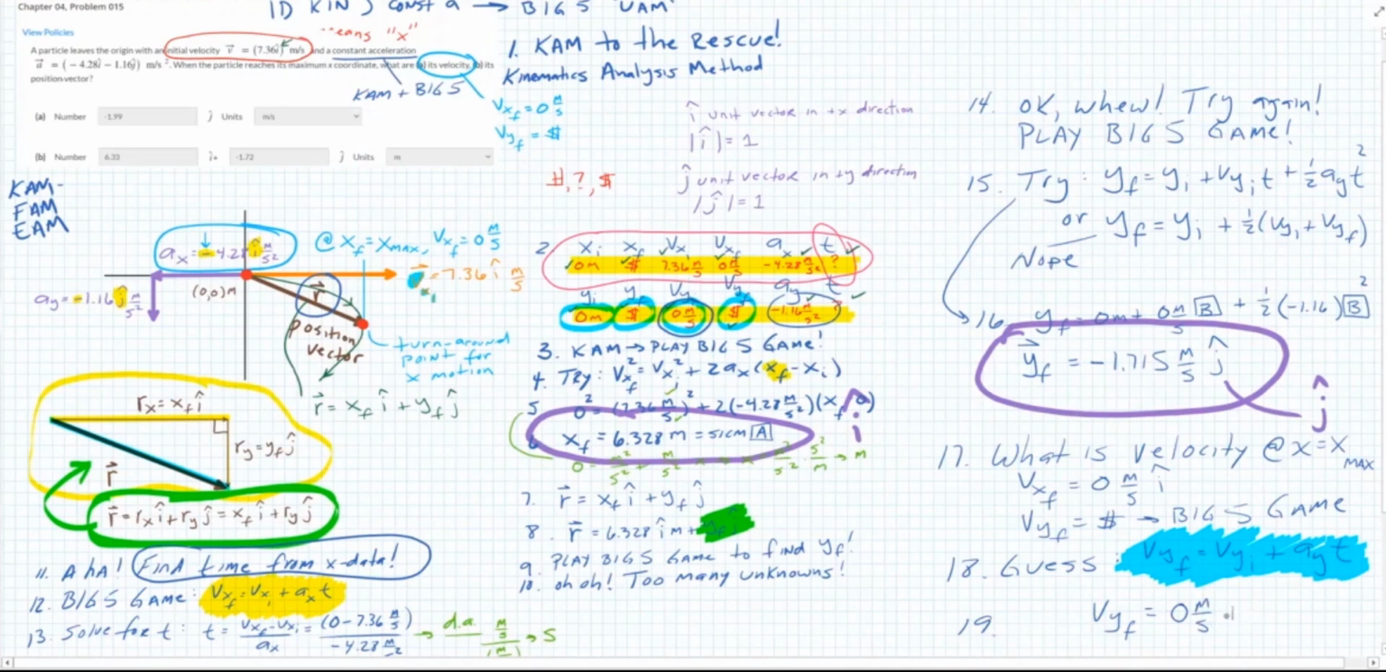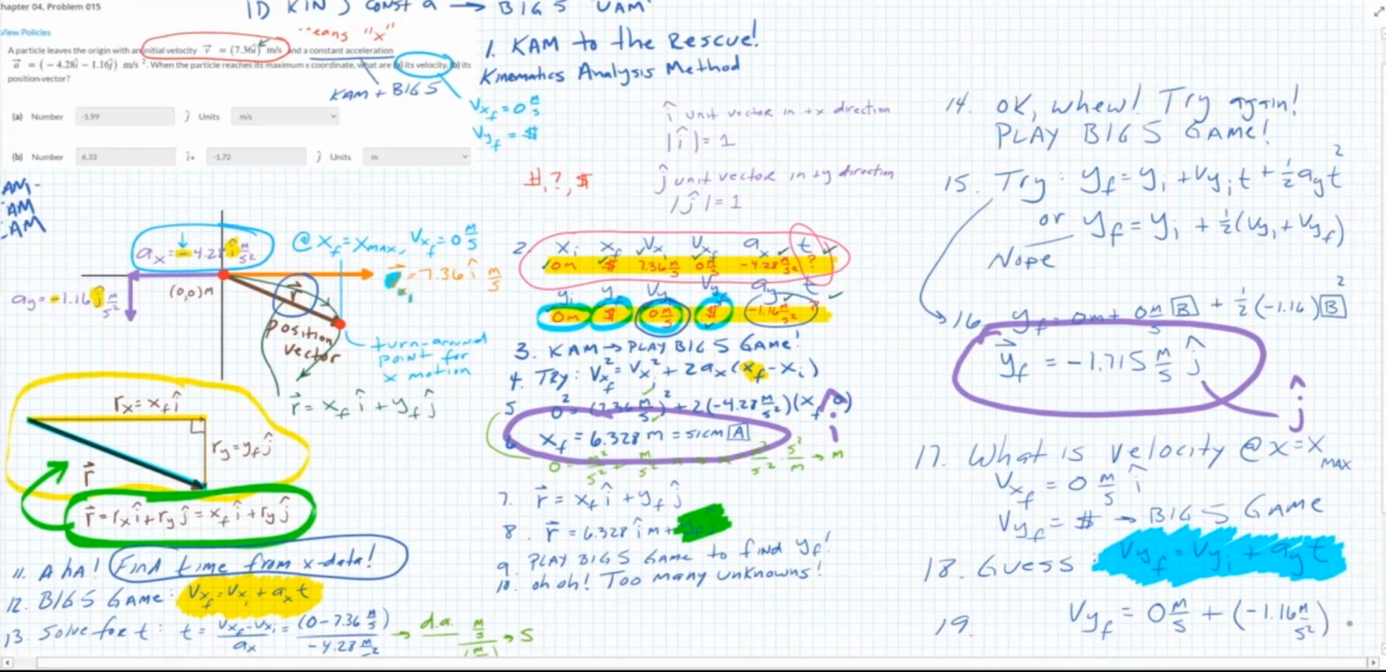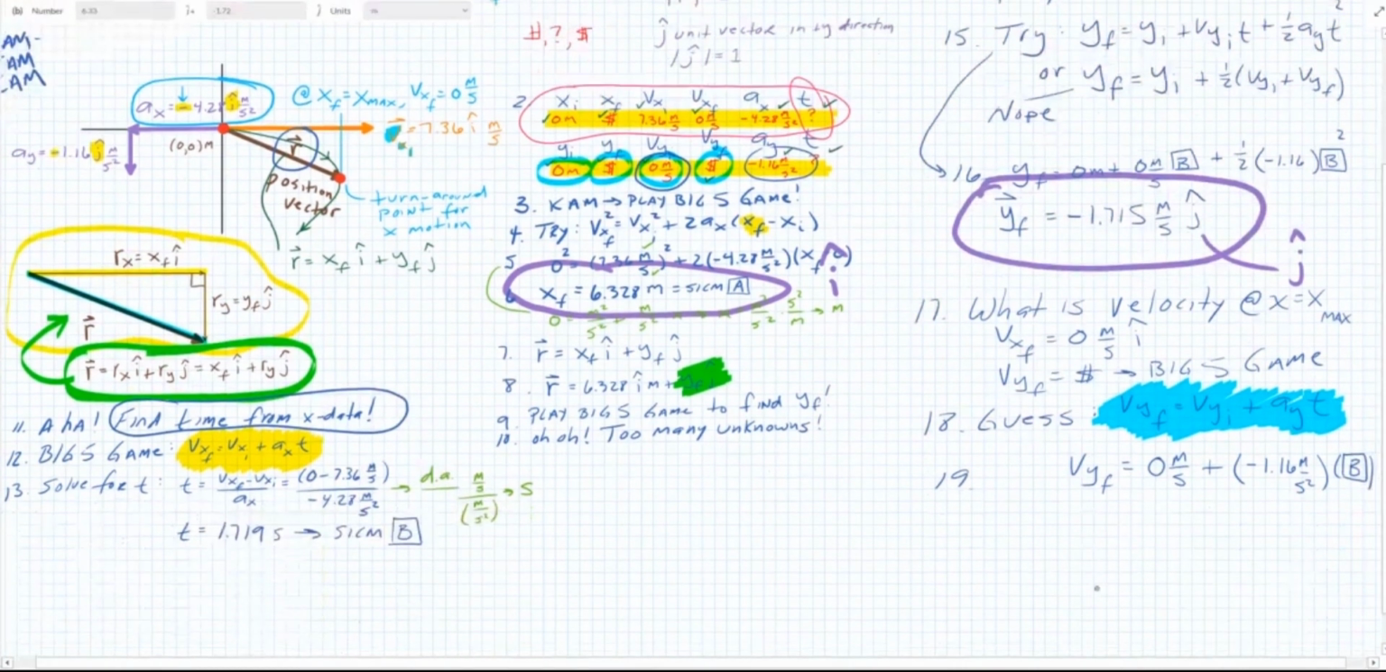Right? Plus the Y acceleration, which according to my data table is negative 1.16 meters per second squared times time. And time is sitting here in memory location B. Like that. So this is why you store things in your calculator. Dimensional analysis has to come first.